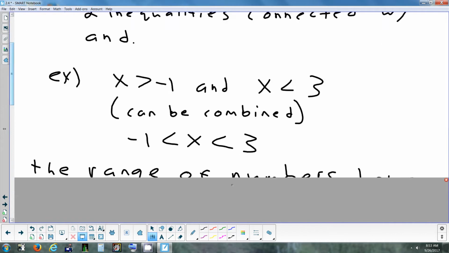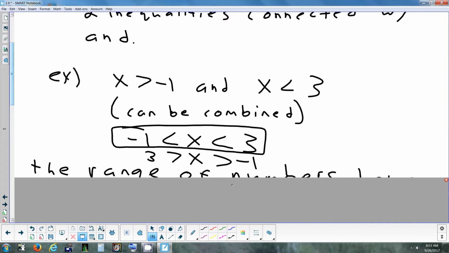Or you could also do it this way. Put the x in the middle, have the inequality symbols point the other way, and switch the numbers around. 3 is greater than x, and x is greater than -1. Either way works. I usually do it the first way: smaller number on the left, bigger number on the right, both inequality symbols pointing in the same direction towards the smaller number. Any questions on that?